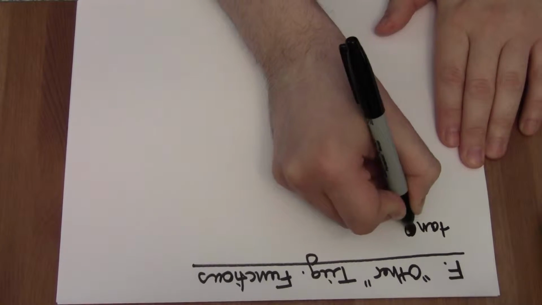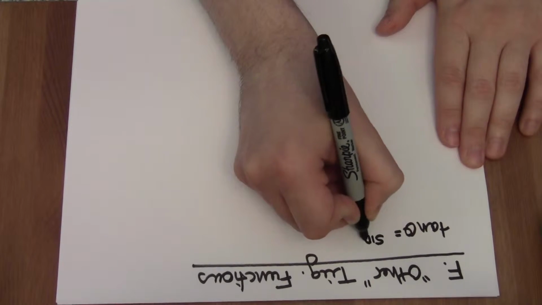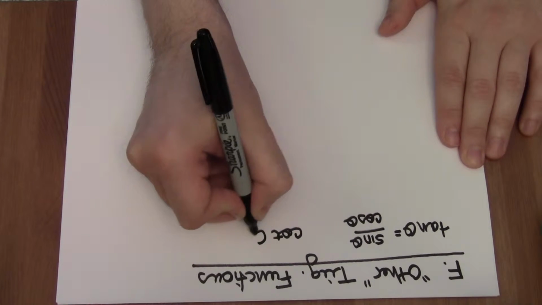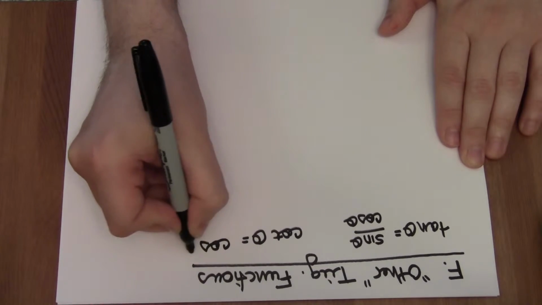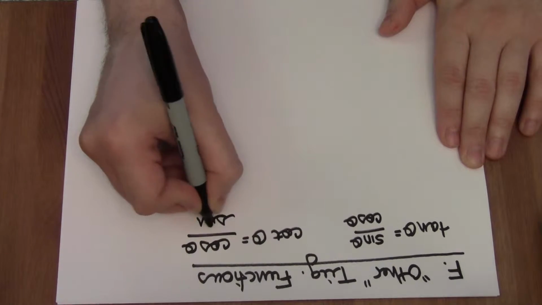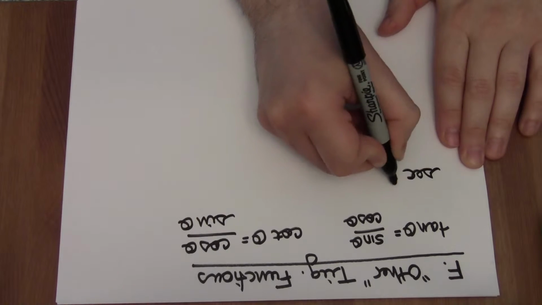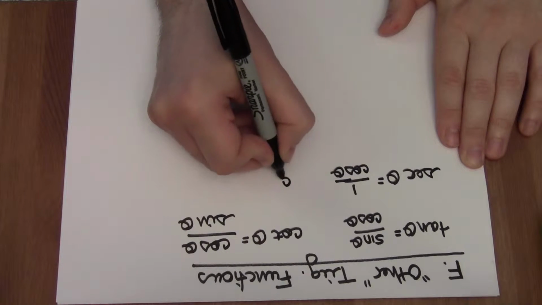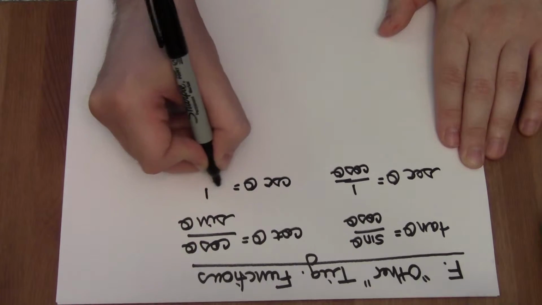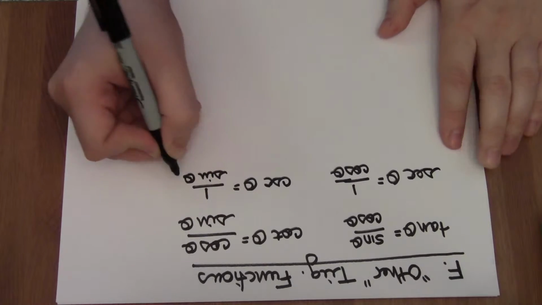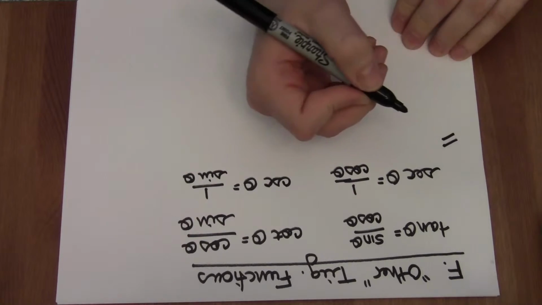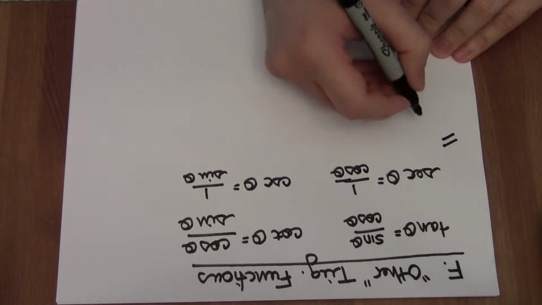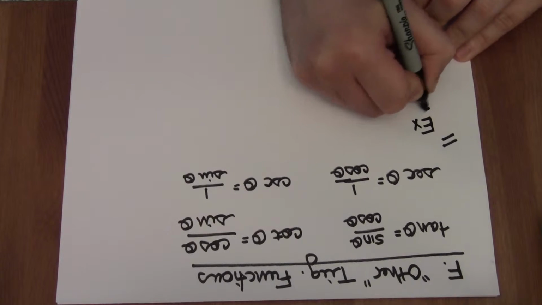The four identities we need are: the tangent of theta is the sine of theta divided by the cosine of theta. The cotangent of theta is just the reciprocal of that, so the cosine of theta divided by the sine of theta. The secant of theta is the reciprocal of the cosine of theta, so 1 over the cosine of theta. And the cosecant of theta is the reciprocal of the sine of theta, 1 over the sine of theta. I can use these identities combined with my unit circle to evaluate tangents, cotangents, secants, and cosecants of all the angles around the unit circle.